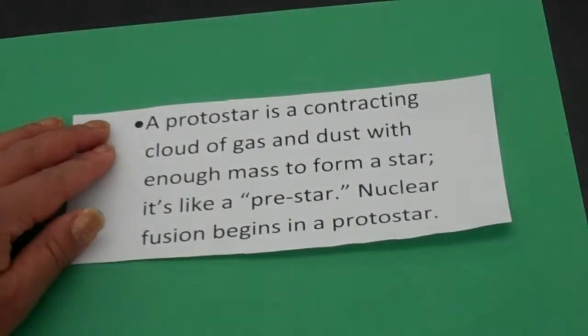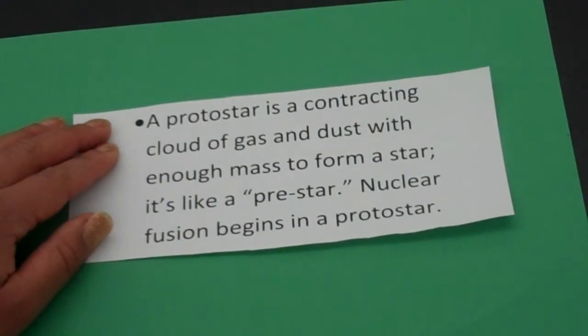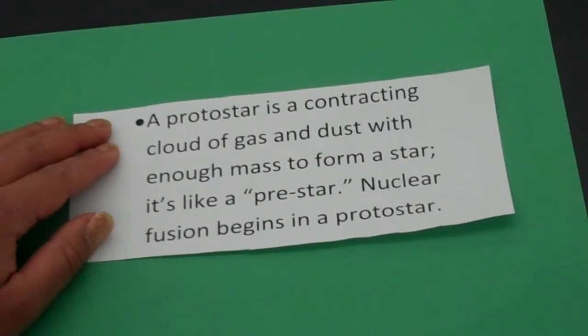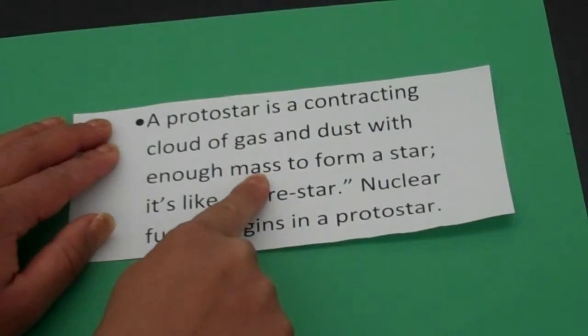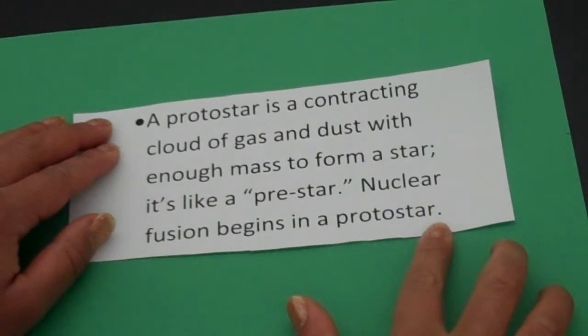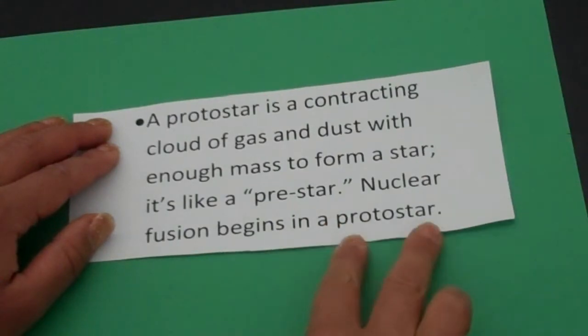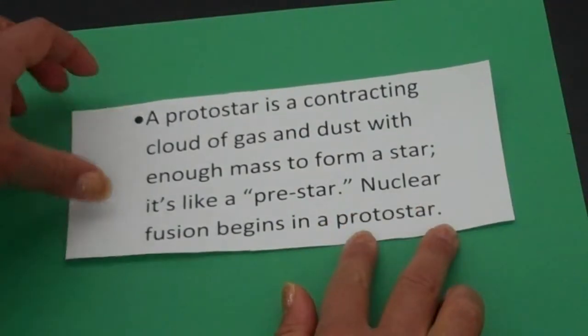A protostar is a contracting cloud of gas and dust with enough mass to form a star. So it's a lot of it together. That mass is the key thing. It's like a pre-star. Nuclear fusion begins with the protostar. So real nuclear fusion, where it's really using up that energy, is in that protostar, or the baby star.